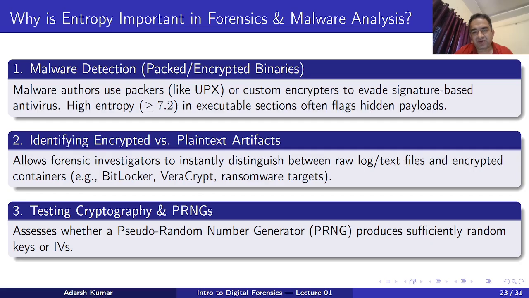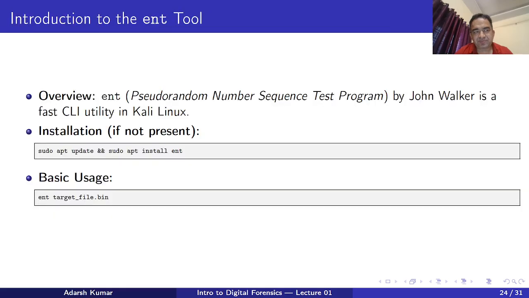Second, it helps forensic investigators quickly tell the difference between plain readable text logs and heavily encrypted containers like VeraCrypt or ransomware files. Lastly, it allows us to test cryptographic keys and random number generators to make sure they are truly random and secure.